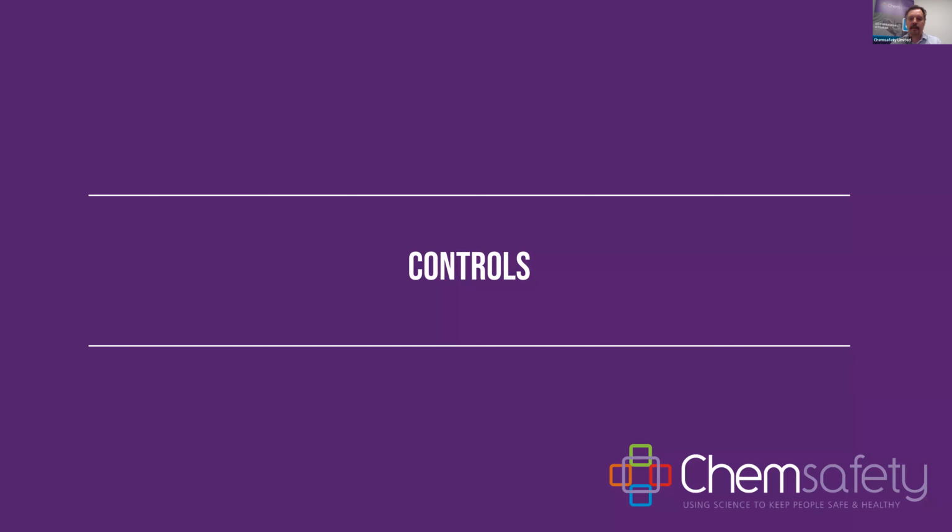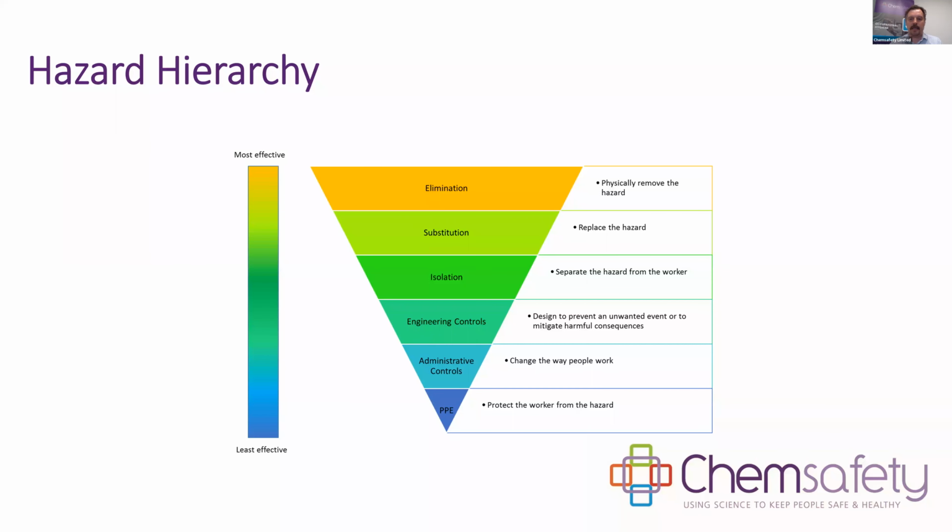Let's take a look at controls now to understand how we can best protect ourselves from exposure to solvents. So first, let's take a look at the hazard hierarchy of controls so we can see the order of the most effective controls. At the top, you can see that the most effective control is elimination. So that involves physically removing the hazard, so eliminating solvents from the workplace to ensure that no harm can be caused by solvents. This is an often difficult thing to do, so while it's the most effective, sometimes it can be the most difficult.